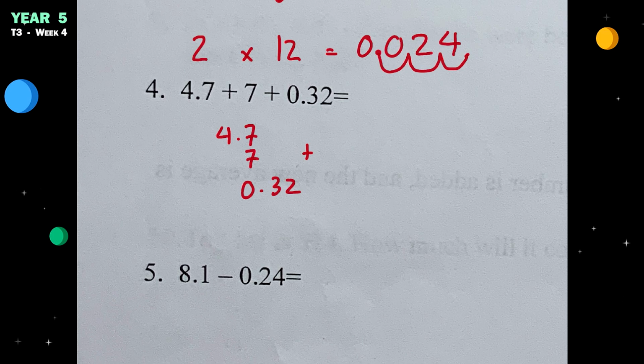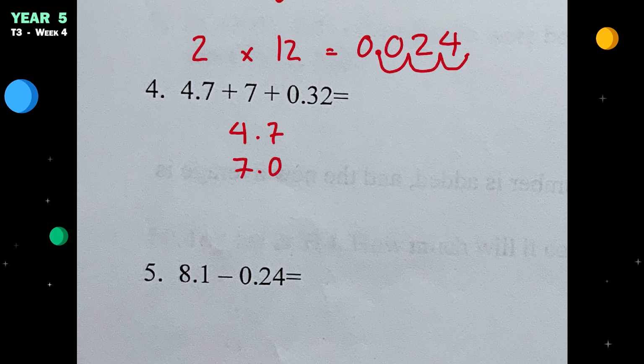Alright, next one is you have 4.7 plus 7 plus 0.32. Do we add like this? No way. You have to make sure the decimal place lines up. So this is the incorrect way to do it. What you got to do is you say 4.7, now plus 7. The 7 is a whole number, so it has to be on this side: 7 and then 0.0. And then this will be 0.32. So this will be a 0 and a 0. Then add them up and get the answer.